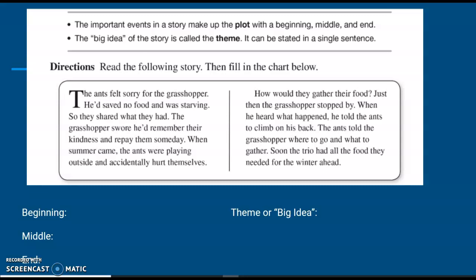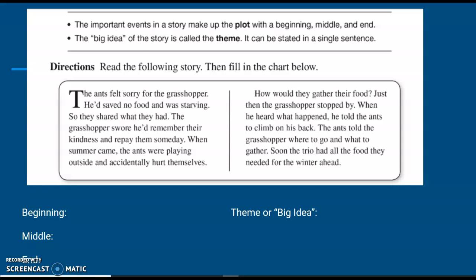The ants felt sorry for the grasshopper. He'd saved no food and was starving, so they shared what they had. The grasshopper swore he'd remember their kindness and repay them someday. When summer came, the ants were playing outside and accidentally hurt themselves. How would they gather their food? Just then, the grasshopper stopped by. When he heard what happened, he told the ants to climb on his back. The ants told the grasshopper where to go and what to gather. Soon the trio had all the food they needed for the winter ahead.